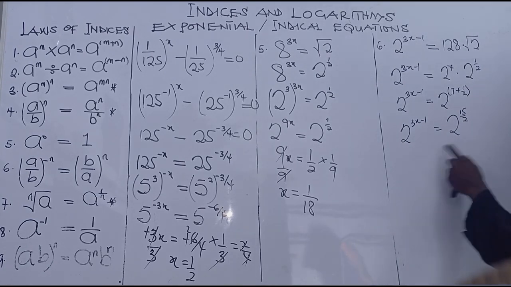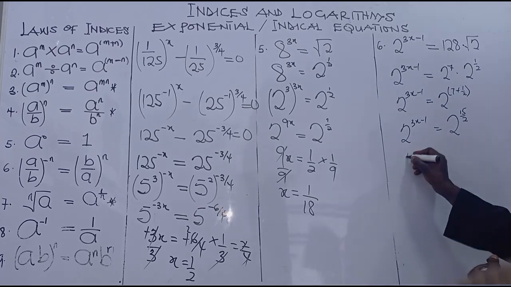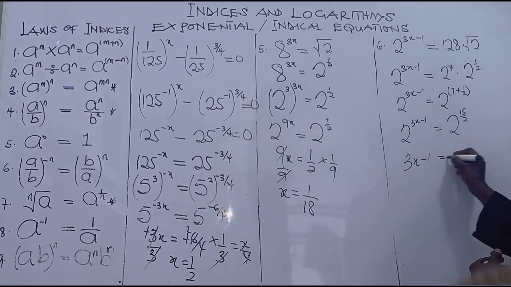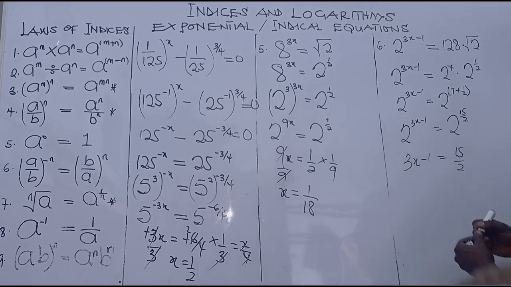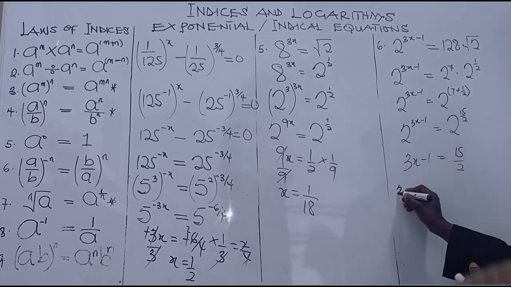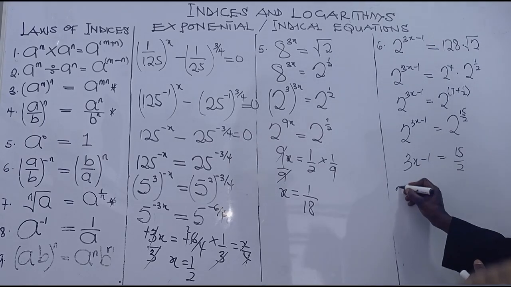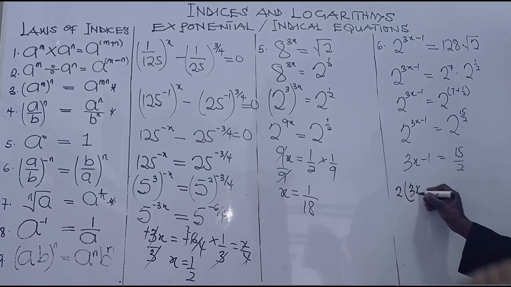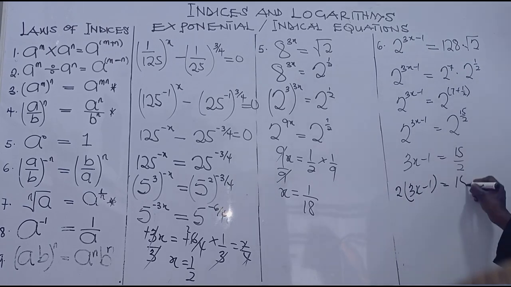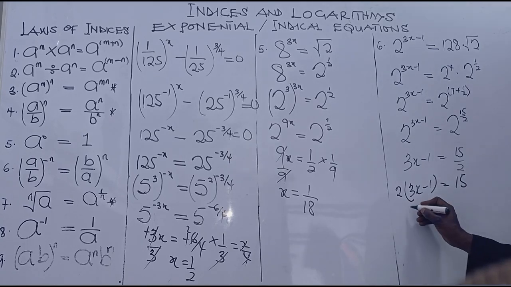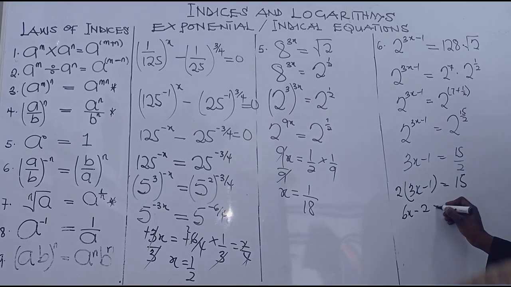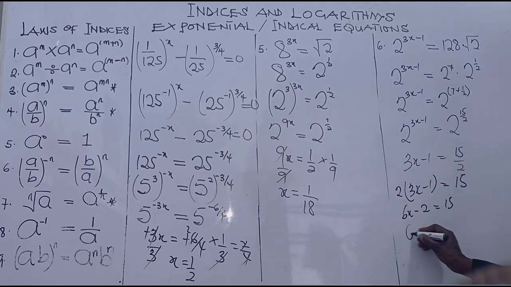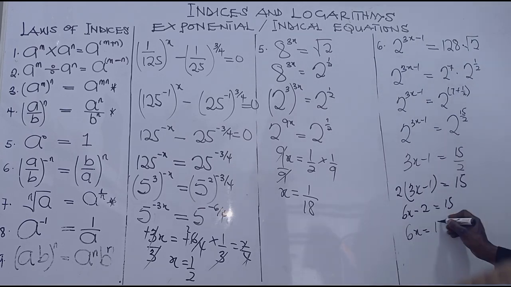Now once the bases are equal, we just equate their exponents. So we have 3x minus 1 is equal to 15 all over 2. Now doing your cross multiplication, we are going to have 2 multiplying 3x minus 1 is equal to 15. Expanding the bracket, we have 6x minus 2 is equal to 15. Let's transpose the negative 2 to the right hand side of the equal sign. So we have 6x is equal to 17.